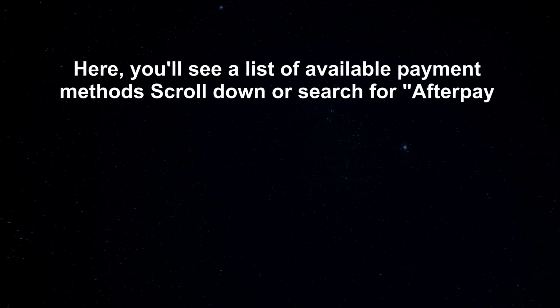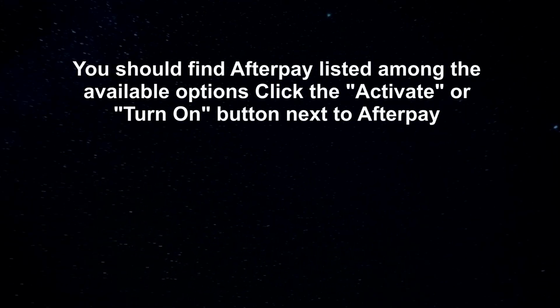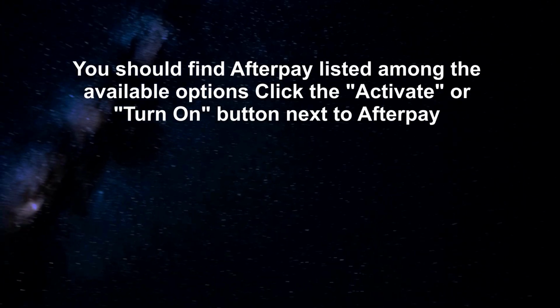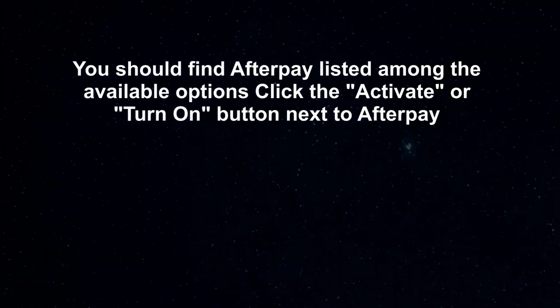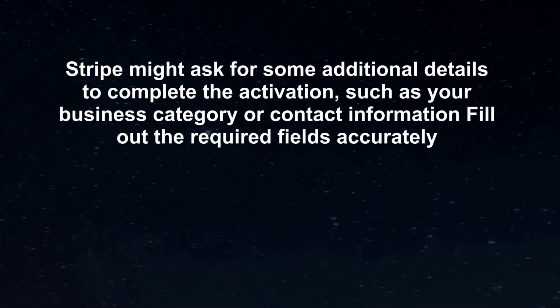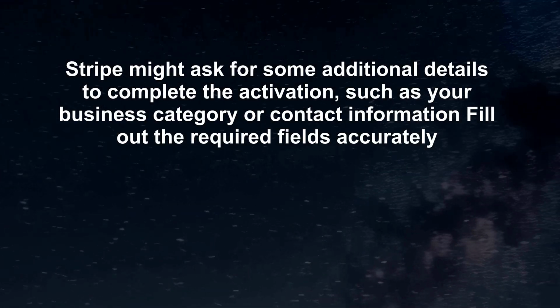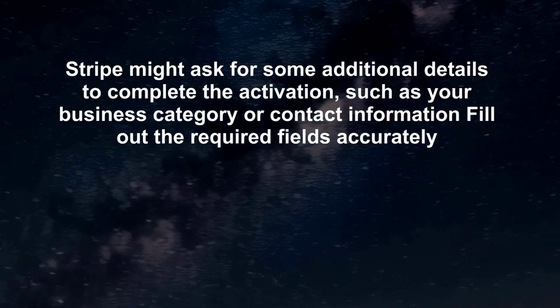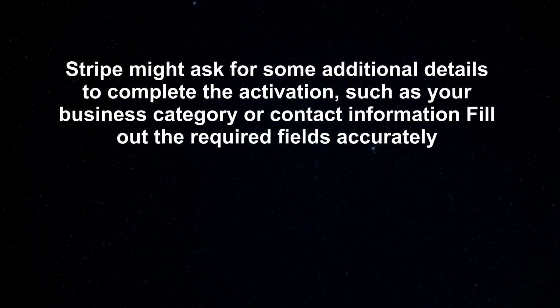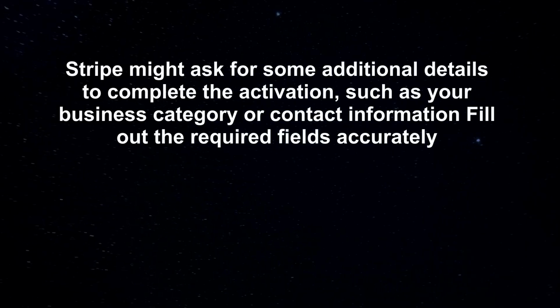Scroll down or search for Afterpay. You should find Afterpay listed among the available options. Click the Activate or Turn On button next to Afterpay. Stripe might ask for some additional details to complete the activation, such as your business category or contact information. Fill out the required fields accurately.